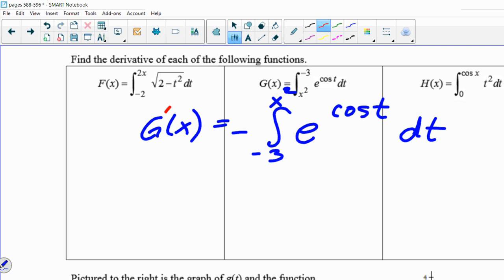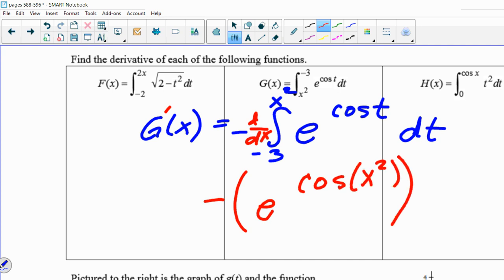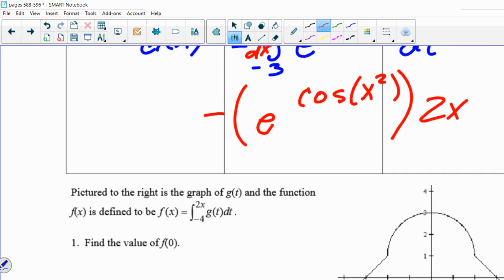Now I can take the derivative, negative. So that's going to be e to the cosine of x squared times the derivative of x squared. So we're going to write that as -2x e to the cosine of x squared. And remember that cosine of x squared is an exponent.